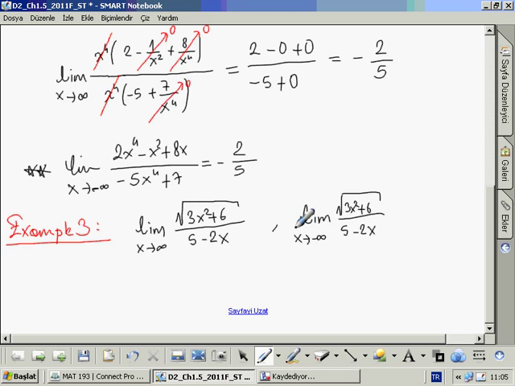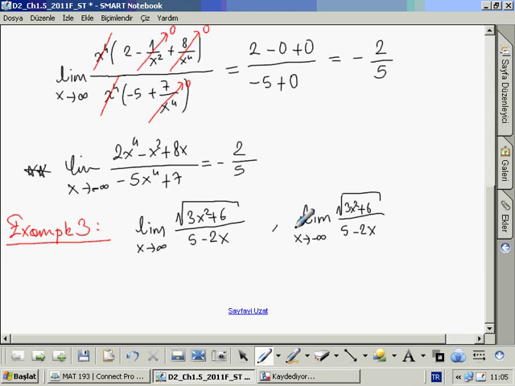The square root in this problem won't change our work, but it will make the work a little messier. Let's start with the first limit, where x approaches positive infinity. In this case, the largest power of x in the denominator is just an x, right? And so we need to factor an x out of the numerator and the denominator.